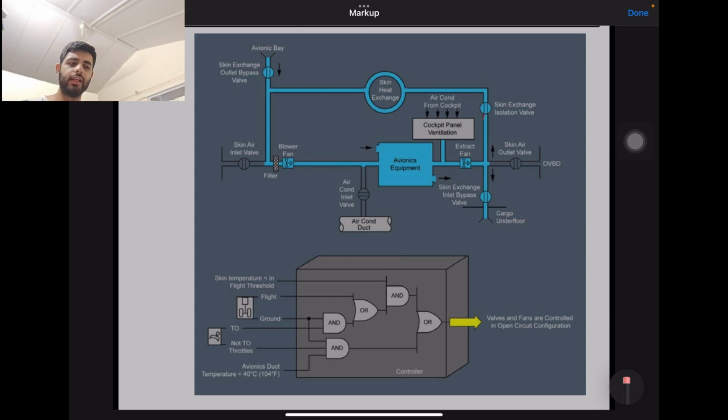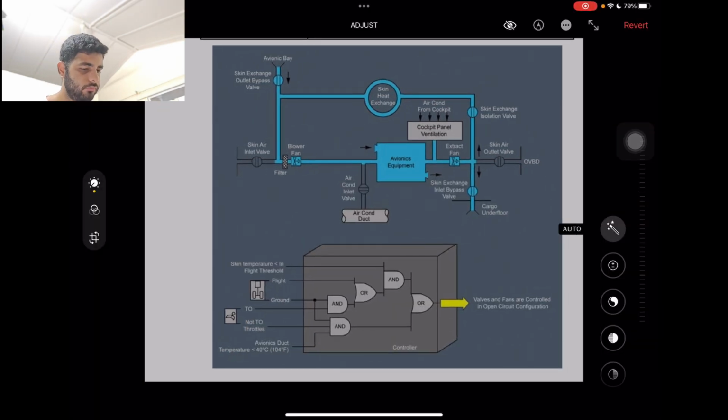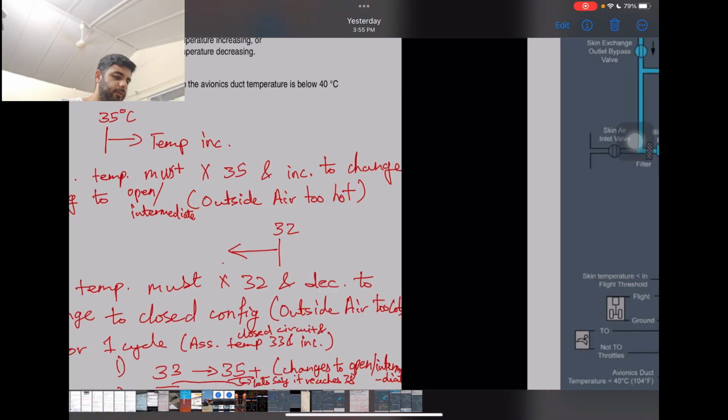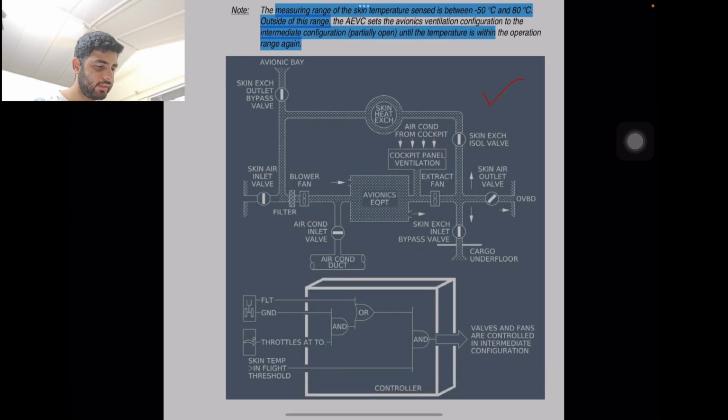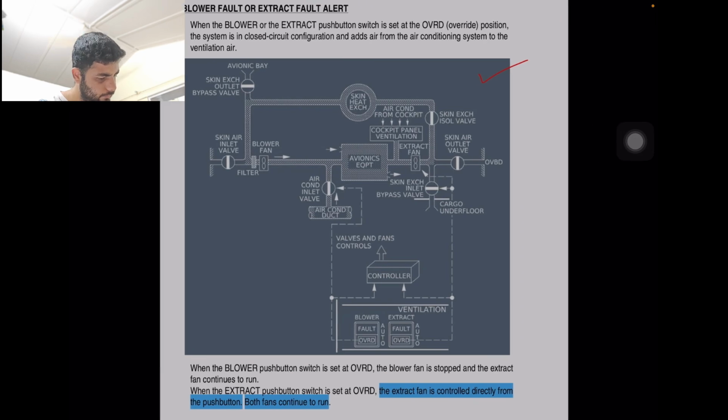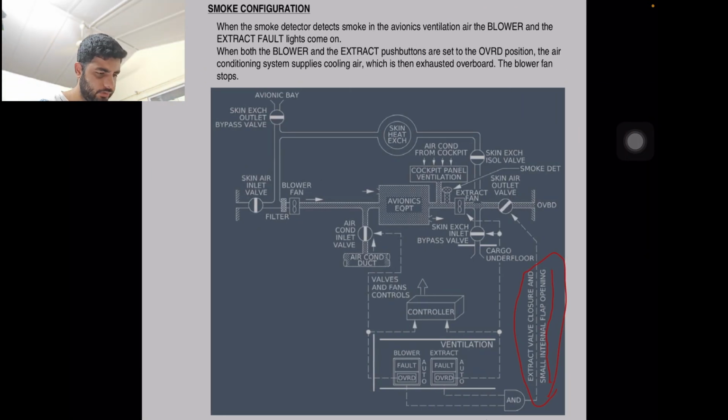It's designed in such a way that the aircraft is not dependent on only one exact temperature, like how on ground you had 40 degrees Celsius. Like that, in air you have a little bit of a range. So it decides when to switch between the intermediate and the closed config. This is an intermediate. So if you see the skin, one second, this is smoke.